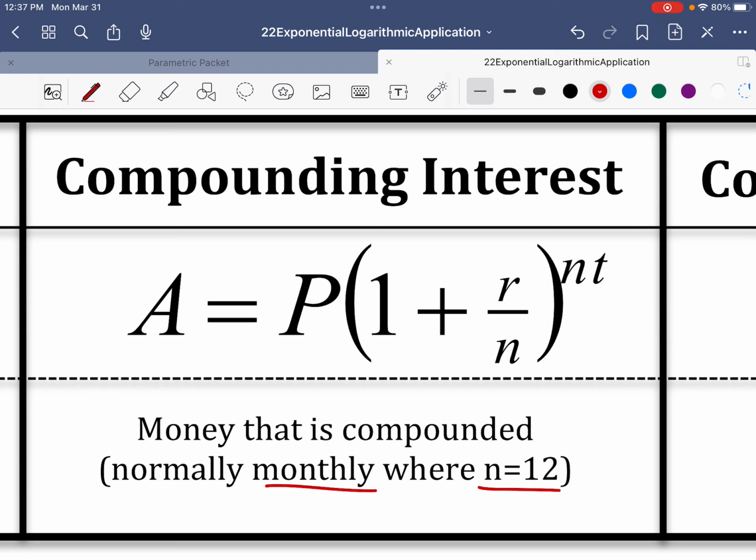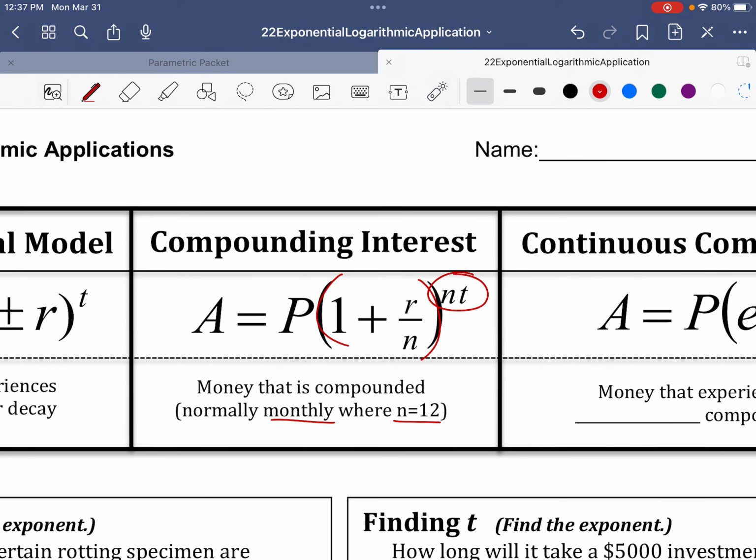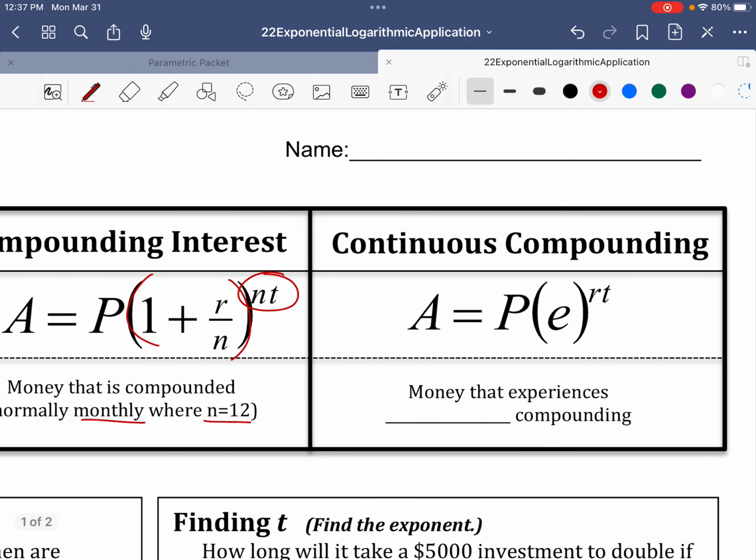But once again, we basically have an exponent. We also have a base. The base is what's in parentheses. Compounding interest, that's basically when you deposit some money and it starts to grow by a percentage.